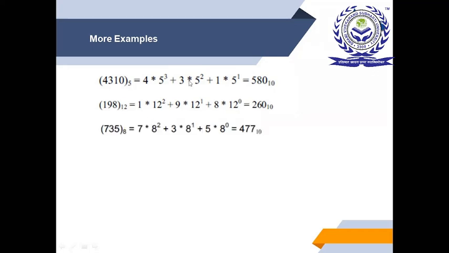So let us take another example. Suppose 735 base 8, that is an octal number. In the octal number, when the base is 8, the digit values will be 0 to 7. So 735 base 8 will be 7 into base to the power 2. Here we count the positions 0, 1, 2. So 7 into base to the power 2 plus 3 into base to the power 1 plus 5 into base to the power 0, and it comes to be 477. That is 477 in base 10.